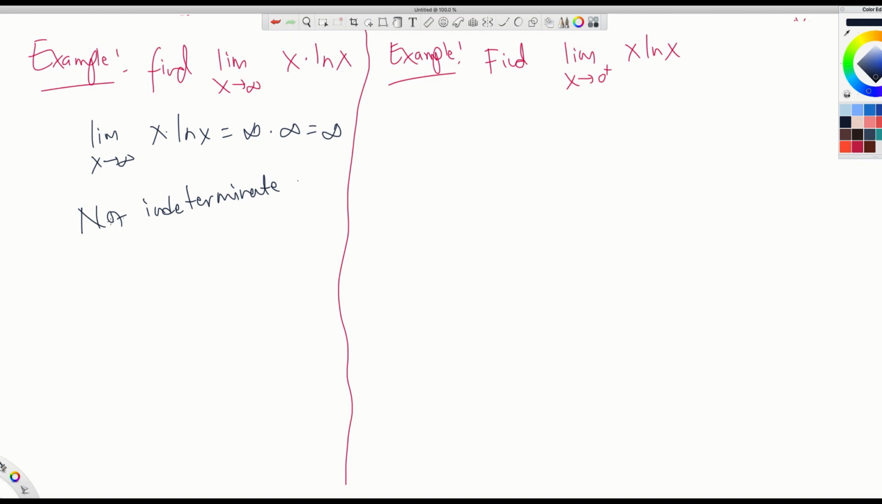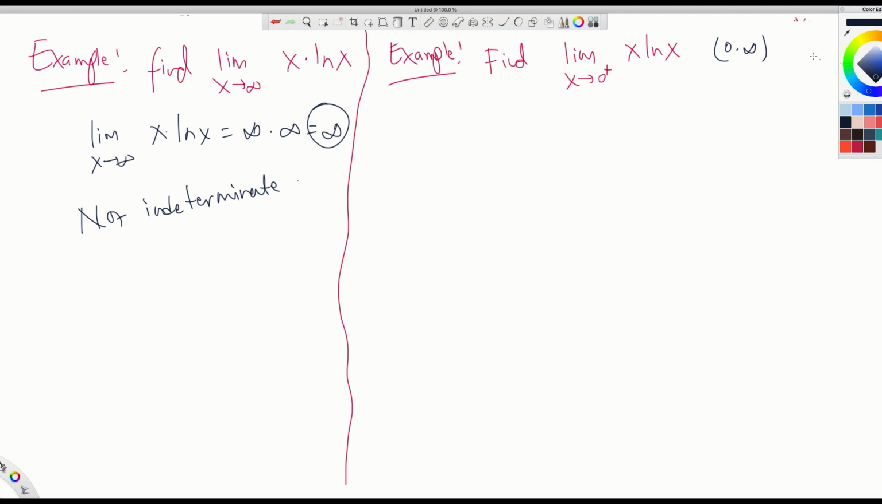Okay, so what is the final answer? The answer is infinity. You see that? That is the final answer. Now in this problem, if you plug in x tends to 0, what do you get? This is 0, right? If you plug in the limit directly, you will get 0 times natural log of 0, which is infinity. So it is one of the indeterminate forms. Yes, it is an indeterminate form.